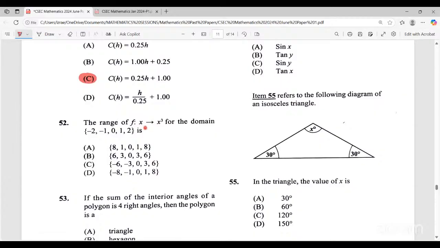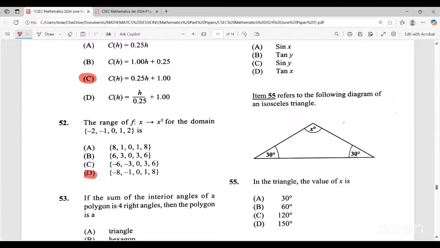52, range of f of x equals x cubed for the domain. Range is your highest minus your lowest. If I substitute minus 2 into this, that'll get you minus 8. I put 2 into here, you get 8. Minus 1 into here, you get minus 1, because minus 1 cubed is minus 1. 0 cubed is 0. 1 cubed is 1. You get D.